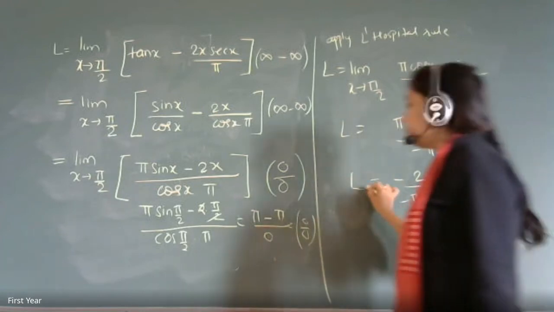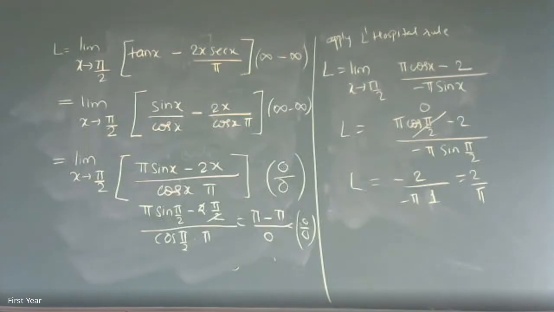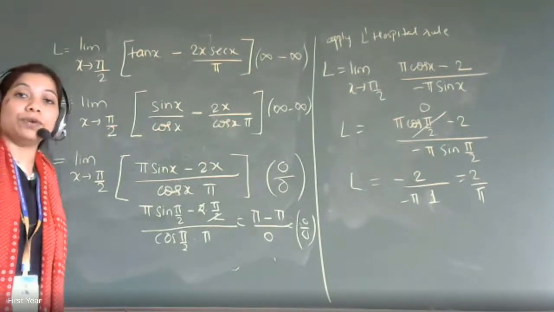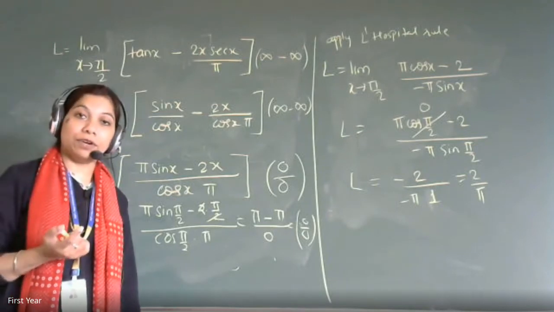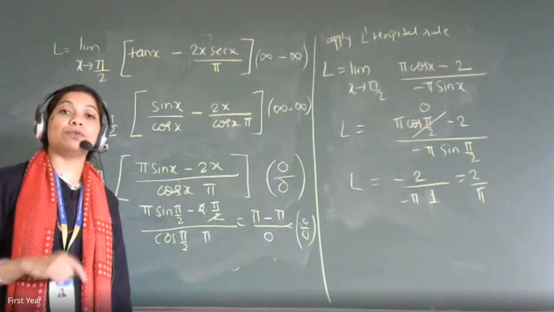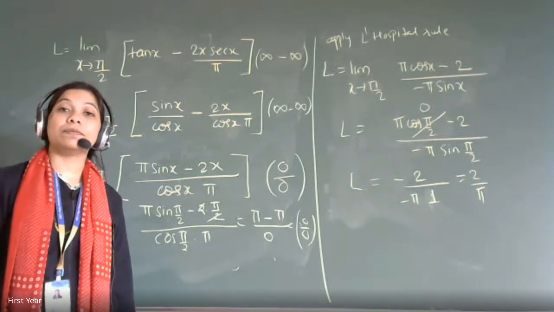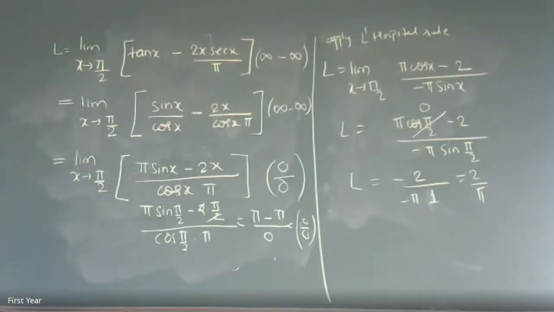Is this clear with you? Many students have got it. Yes, ma'am. 2 by pi. Okay, good. So L is equal to 2 by pi. So again, I'll repeat what we have to do. Whenever we have infinity minus infinity or 0 into infinity, first we have to convert it to either 0 by 0 or infinity by infinity form. And then apply L'Hospital rule. Okay. Clear? Yes, ma'am. Please complete it fast. Go to the next and last type of indeterminate forms.